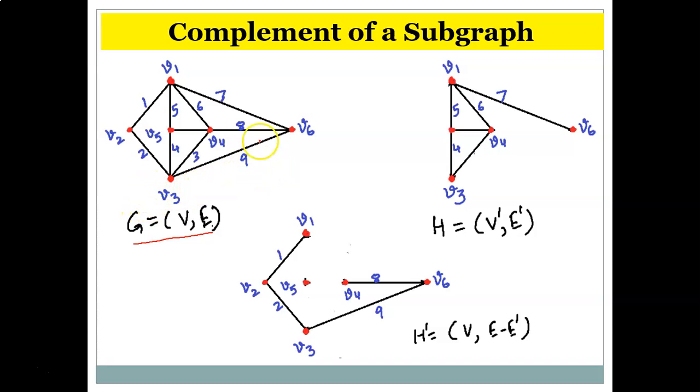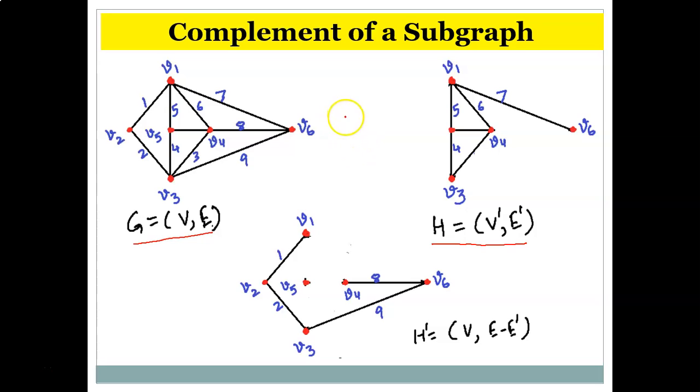Now from this graph G, if we delete certain edges, for example edge 8 is deleted here, then 9 is deleted here, edge 1 is deleted here and edge 2 is also deleted over here. So in this way we obtain this graph H. Then obviously this graph H has the vertex set V dash and the edge set E dash, and this graph is a part of this original graph G. So this H is said to be the subgraph of G.